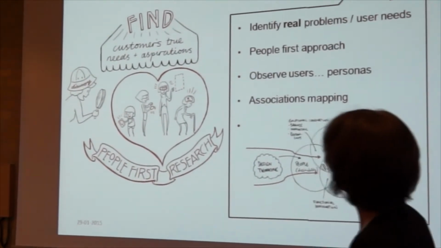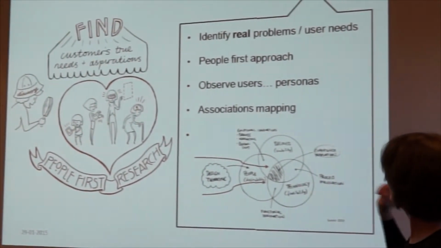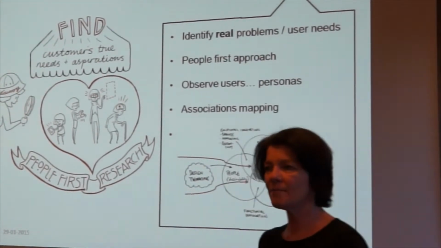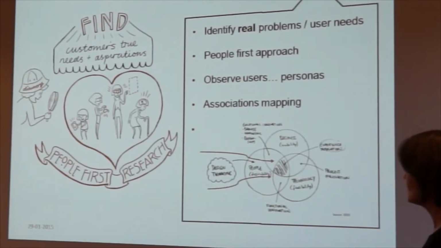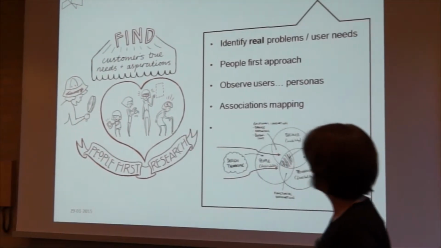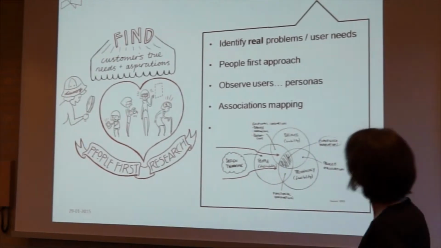In the find phase, it's really about where you identify the real problems and the user needs. It's the people first approach. It's all the empathy that you're using. You use the association mapping. You observe your personas. You use personas when you look at their needs.